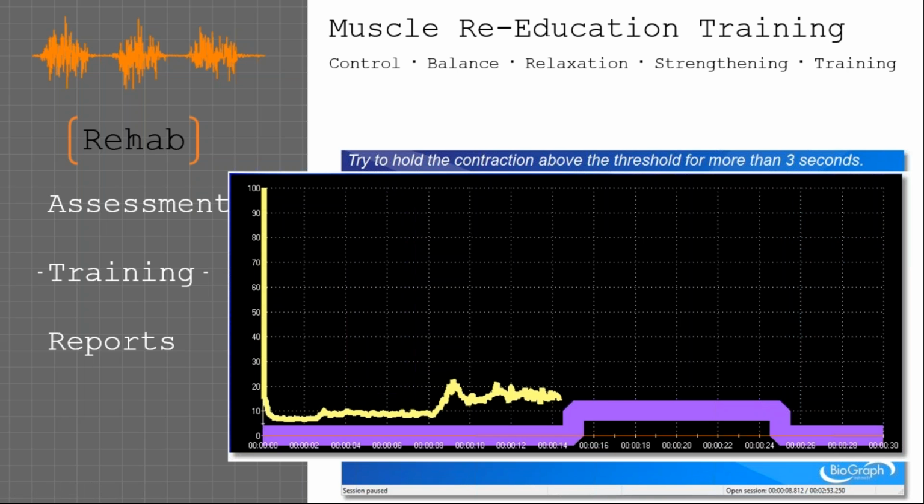And then I mentioned the template training. This is just a quick snapshot. We're going to take a closer look at this in just a minute.